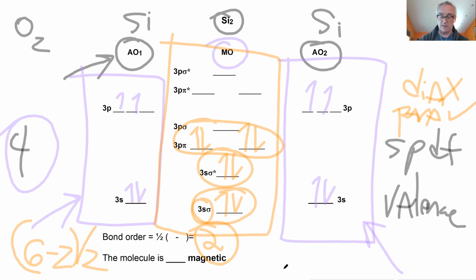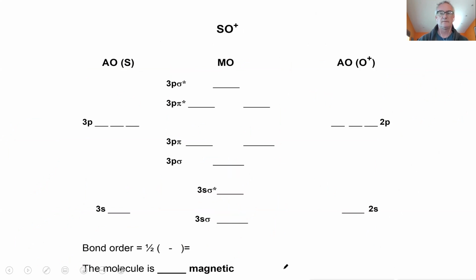All right, shall we do the next one? Let me clear everything. So here we have a real molecule. Here we have sulfur, oxygen, and it is a cation this time. On one side we are going to have sulfur, and on this side oxygen plus. Then we'll see what we get when we put them together.